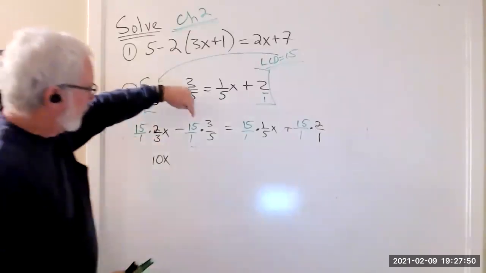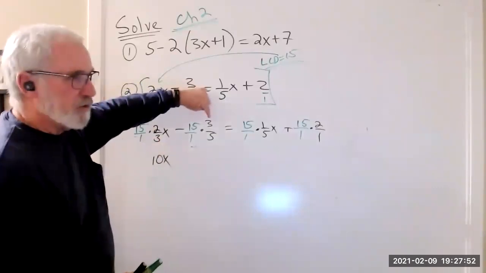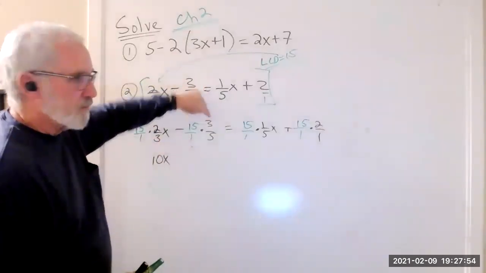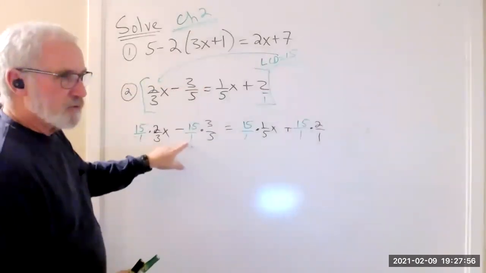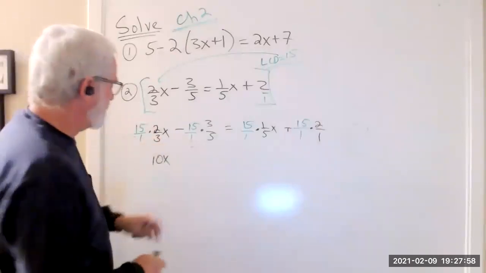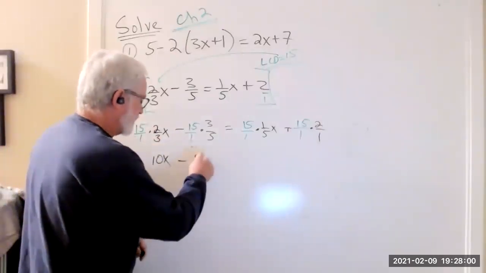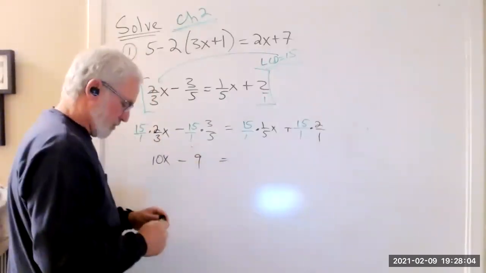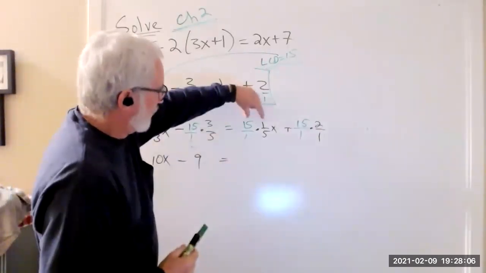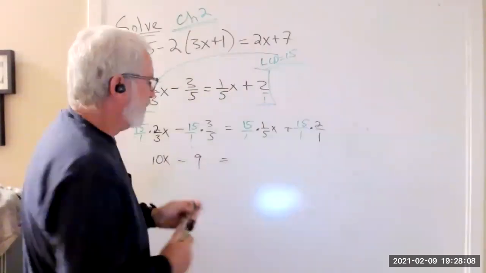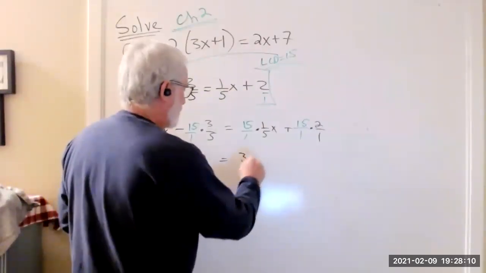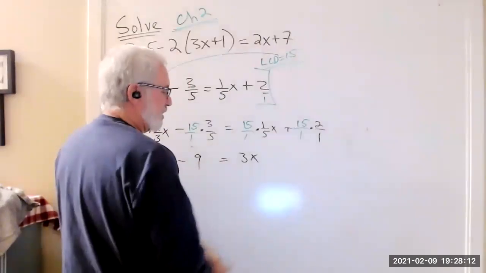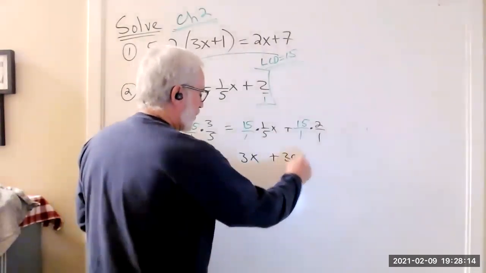Here, this is 15 times 3 is 45 divided by 5. 45 divided by 5 is 9. So minus 9 equals 15 divided by 5 is 3x, because there's an x there, plus 30.